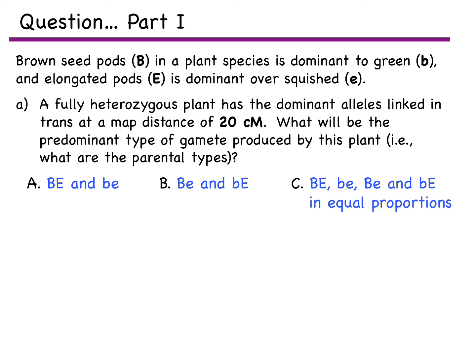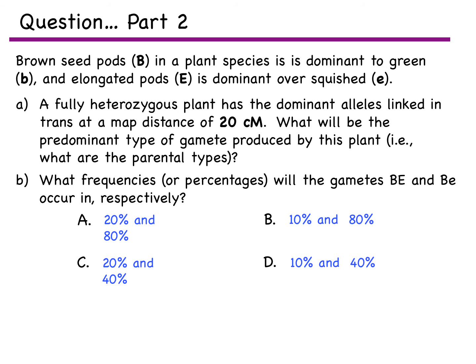Okay, so the answer in this case is big B, little e, and little b, big E. And the reason that's the correct answer is because, again, it said that the dominant alleles are in a trans configuration. Okay, so part B, what frequencies or percentages will the gametes big B, big E, and big B, little e occur in, respectively? So again, you can pause the lecture here if you'd like, and then you can answer the question and restart the lecture when you feel like you have the right answer.